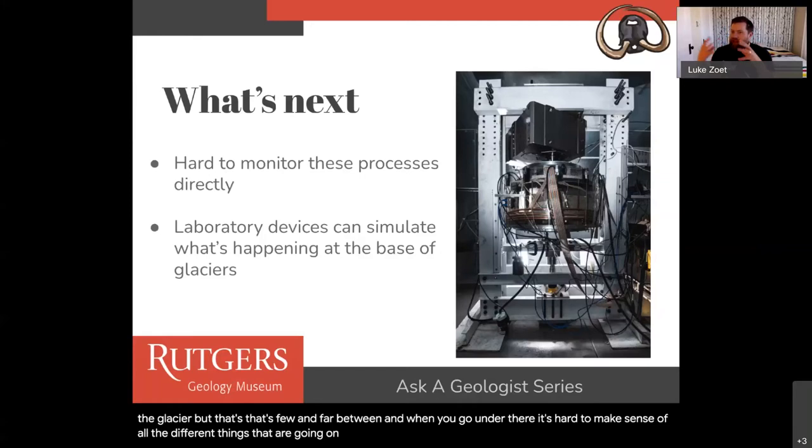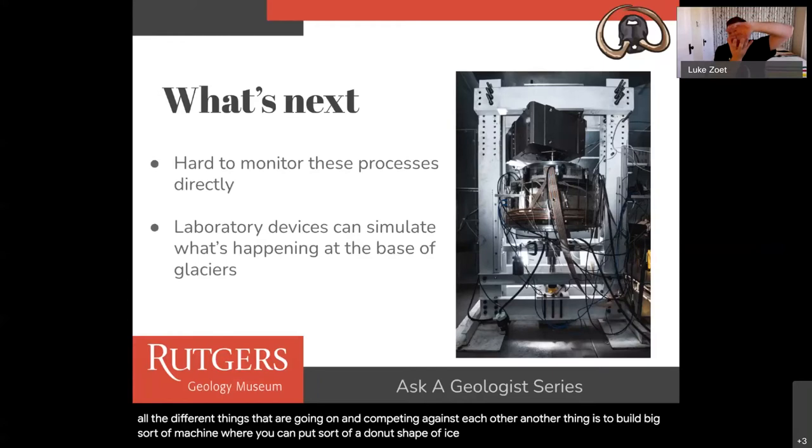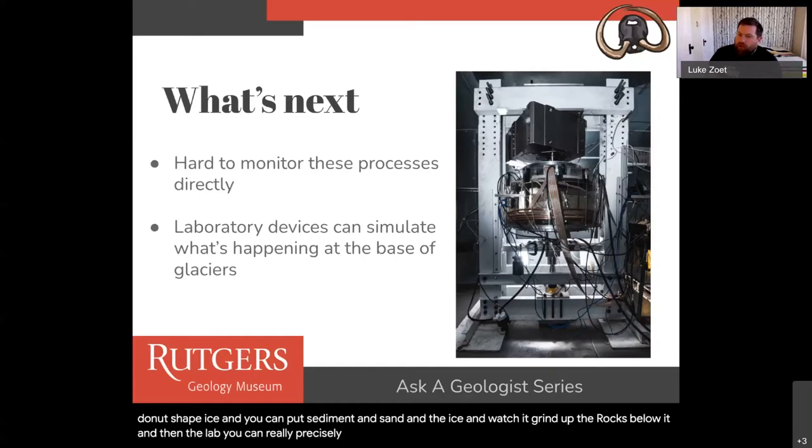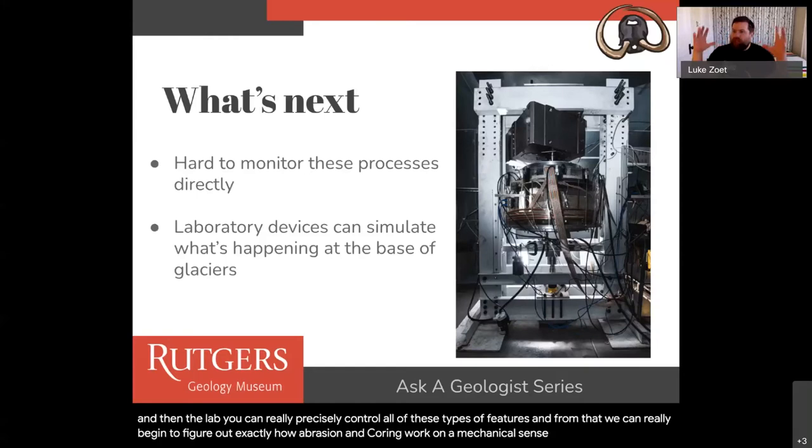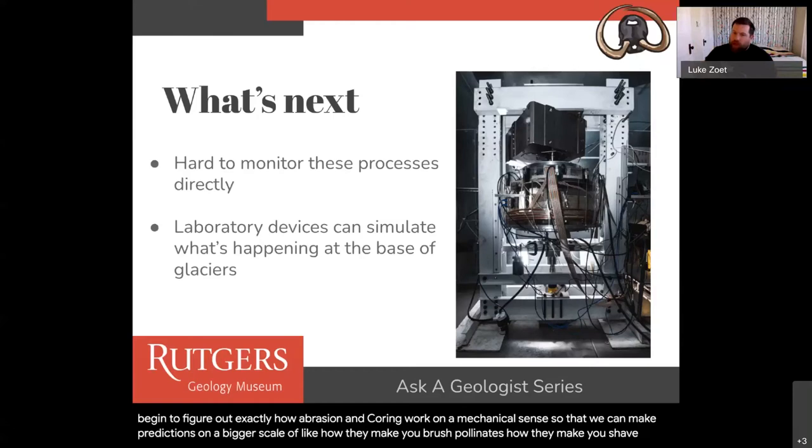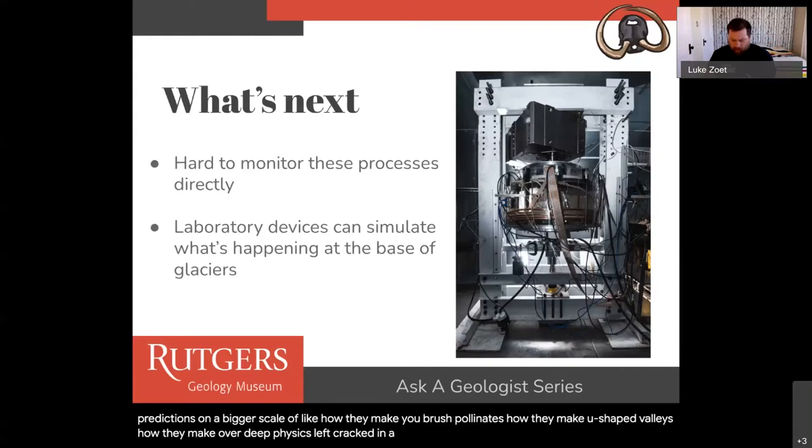Another thing is to build big, crazy machines like this, right? This is a machine where you can put a donut shape of ice on top of a rock, and you can spin that donut-shaped ice, and you can put sediment and sand in the ice and watch it grind up the rocks below it. In a lab, you can really precisely control all of these features. And from that, we can begin to figure out exactly how abrasion and quarrying work in a mechanical sense, so that we can make predictions on a bigger scale of how they make roches moutonnées, how they make U-shaped valleys, how they make overdeepenings. But it starts with getting the small-scale physics correct in a machine like this.